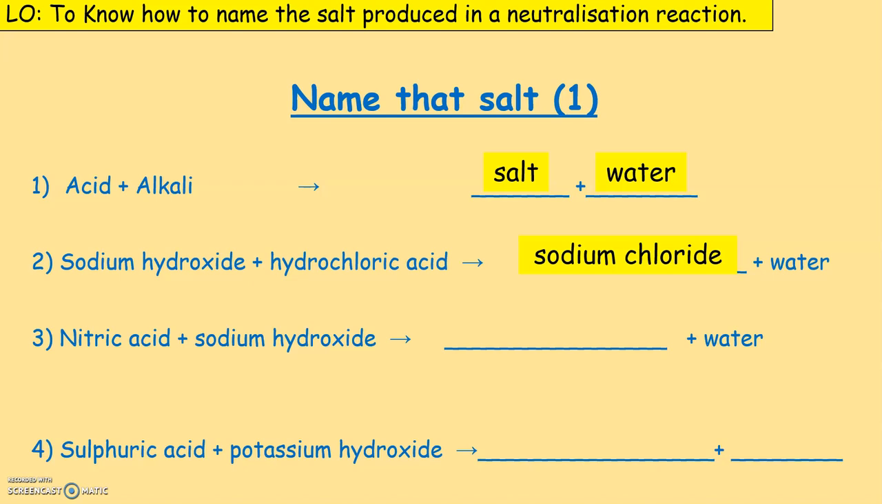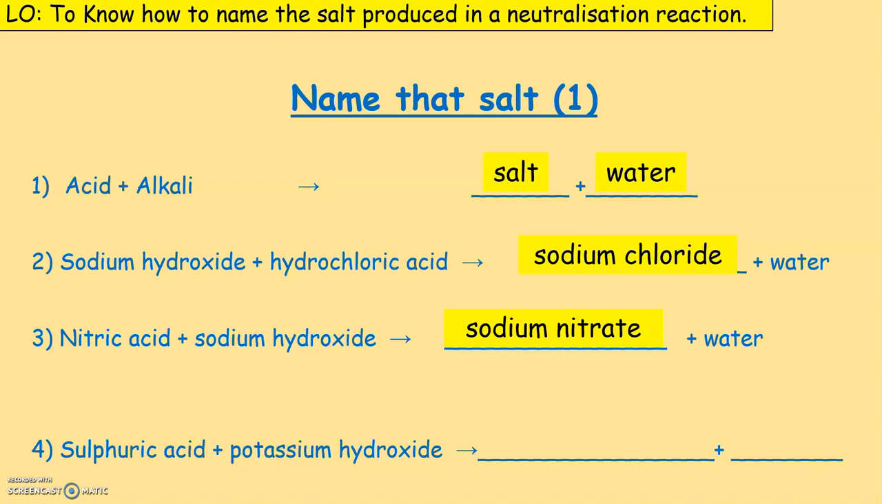The next question says nitric acid reacting with sodium hydroxide. We know that our metal there is sodium, and that's the first part of it. The second part is going to come from the nitric acid. So we can guess that our answer is sodium nitrate. The reason why it's nitrate is because oxygen is also present. This is something you have to have in mind. Whenever I see something nitrate or carbonate, the "ate" means oxygen is also present in the equation.